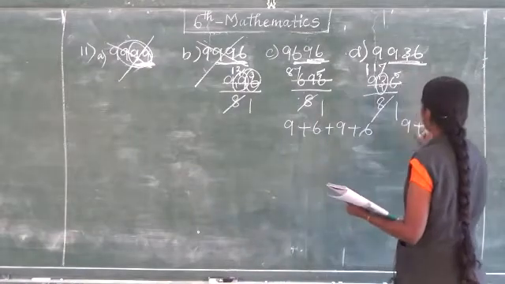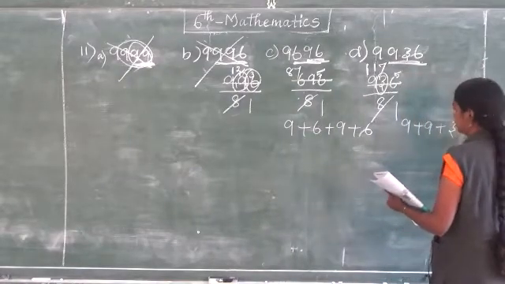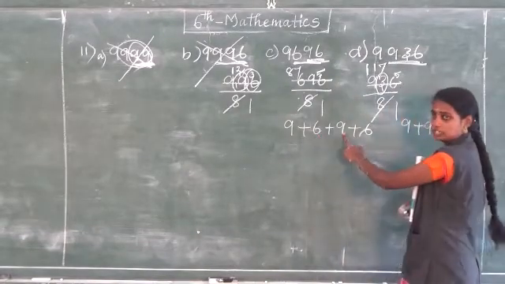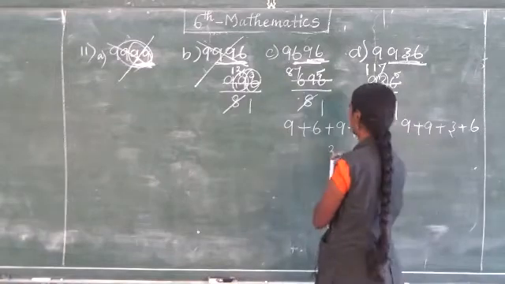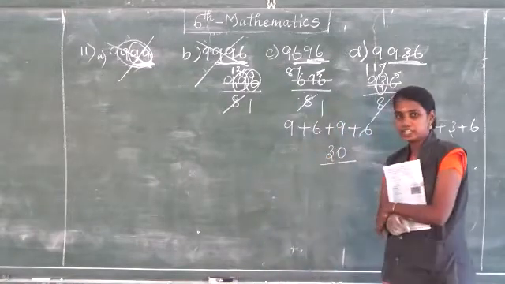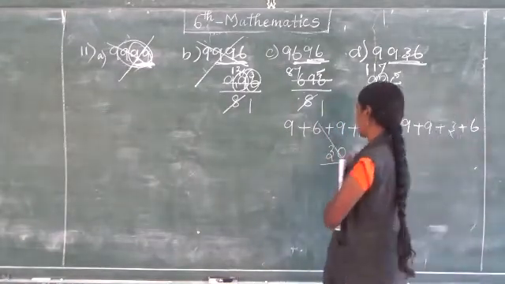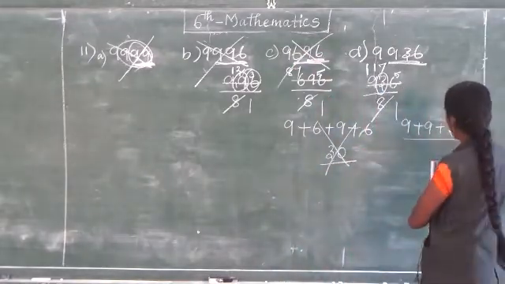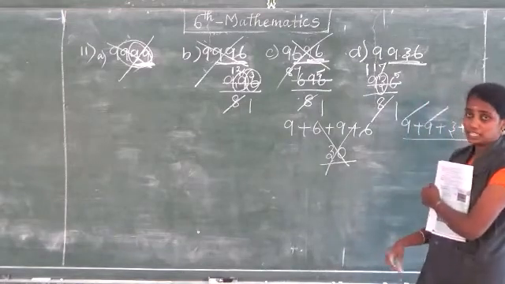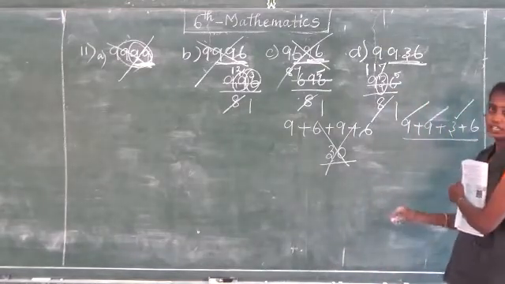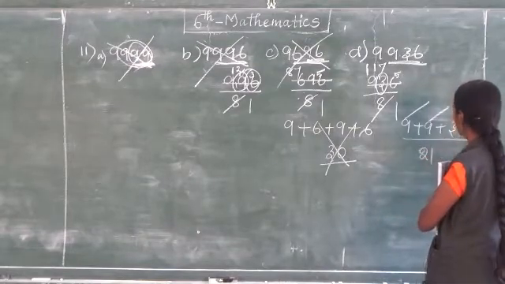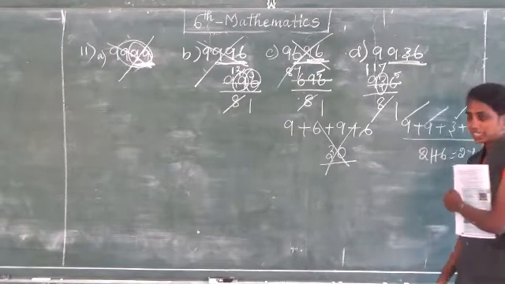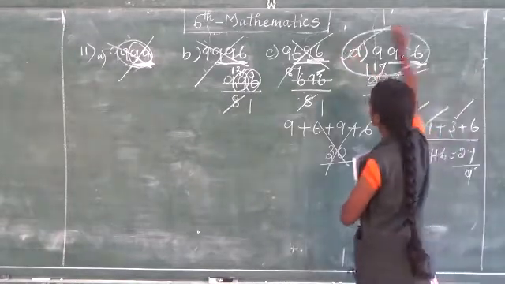Here also we are going to add the digits. Here 9 plus 6, 15, 15 plus 9, 24, 24 plus 6, 30. 30, will it come in the 9 table? No, so it is wrong. So this also we don't have possibility. Now add 9 plus 9, 18, 18 plus 3 is 21, 21 plus 6 is 27, 27 will come in the 9 table.